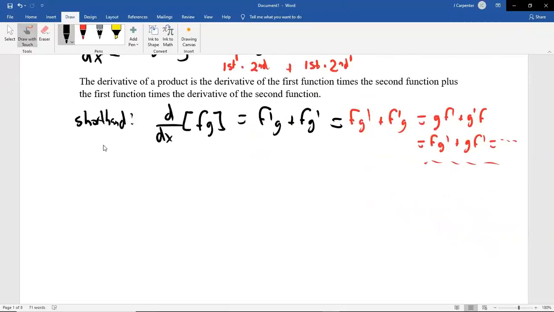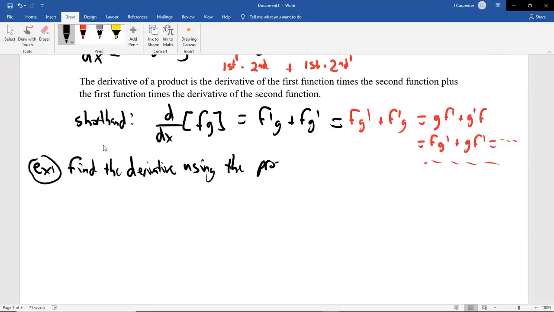Let's be about it. Example 1, and we're going to find the derivative using the product rule. A, and we're going to start out with something simple. F of x equals x cubed times x squared.